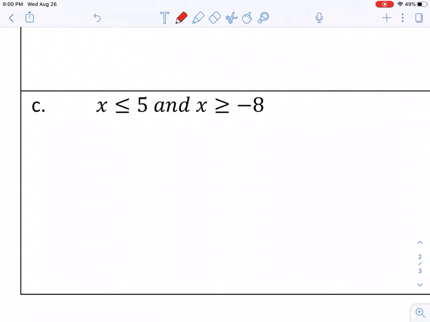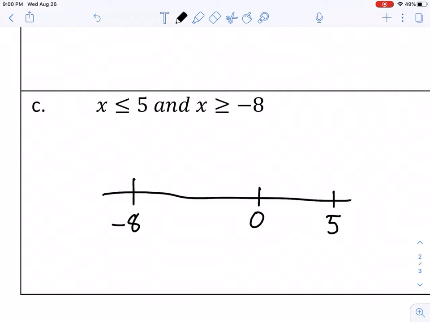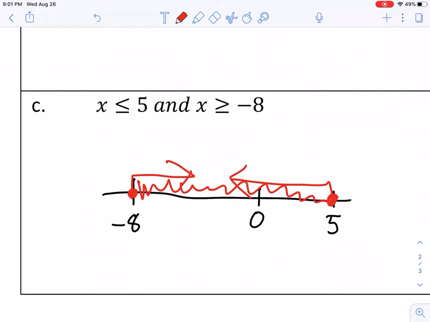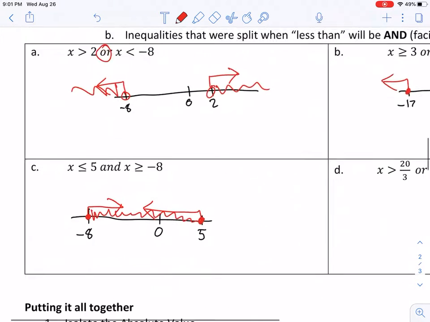All right, this is an AND problem, so this is what an AND problem will look like. We have -8, we have 0, we have 5. We are going to have a closed point on 5, everything to the left, a closed point on -8, everything to the right. My arrows should be pointing to each other. That is what an AND problem looks like. It includes all the values in between.